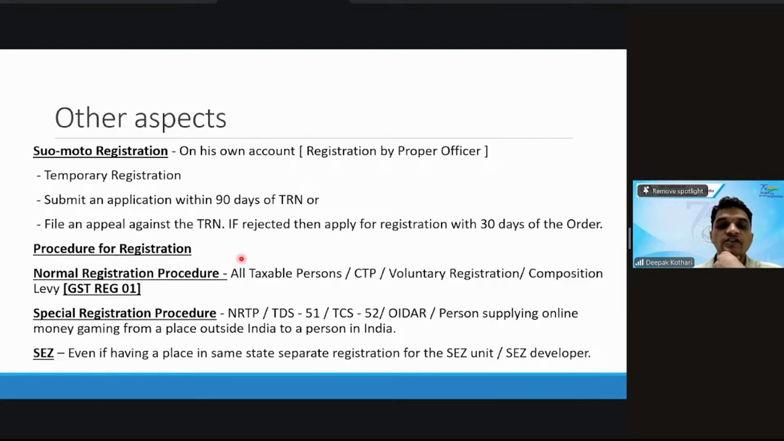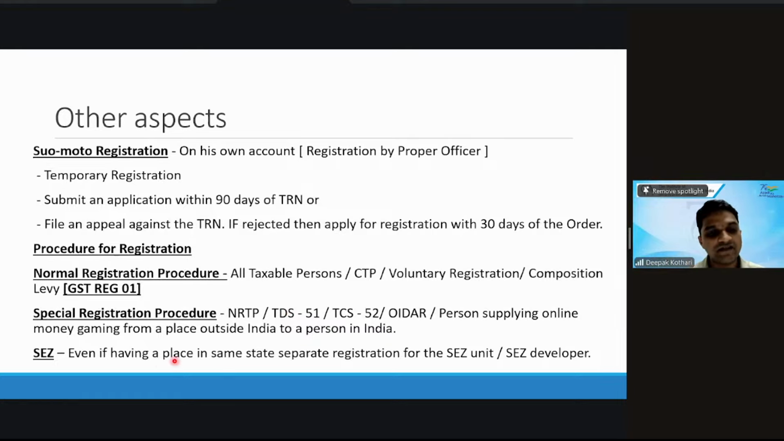Now, what is the procedure for registration? Normal registration, you apply through REG 01. All taxable persons, casual taxable person, voluntary registration, everybody will apply through REG 01 itself. Special registration procedure is only for NRTP, TDS, TCS, OIDR, because they are all outside India or they're not having any supplies. So REG 01 is majorly for everybody, for all taxable persons, casual taxable person, voluntary registration person, and composition levy person. Special registration procedure is there for NRTP, TDS, TCS, OIDR, and person who's supplying online money gaming from outside India.